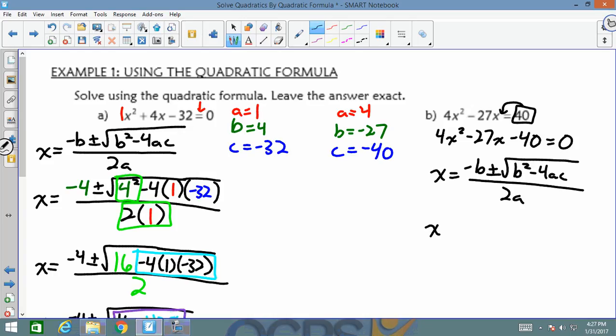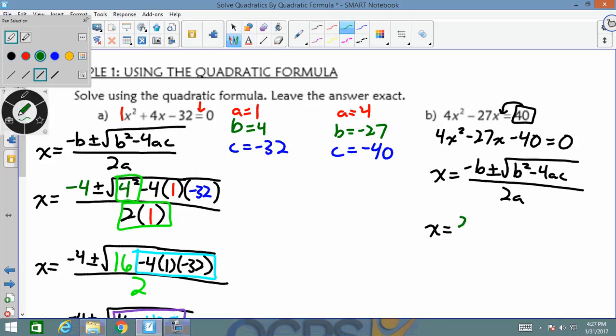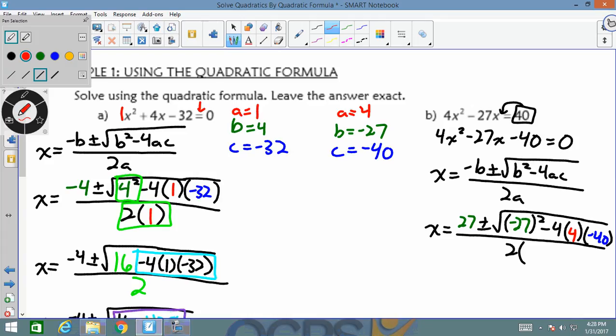We're going to substitute our numbers in, so it's the opposite of b. Since b is negative 27, over here we're going to put positive 27 plus or minus the square root of negative 27 squared minus 4 times my a, which in this case is 4, times my c, which in this case is negative 40, all over 2 times my a, which is 4 in this case.